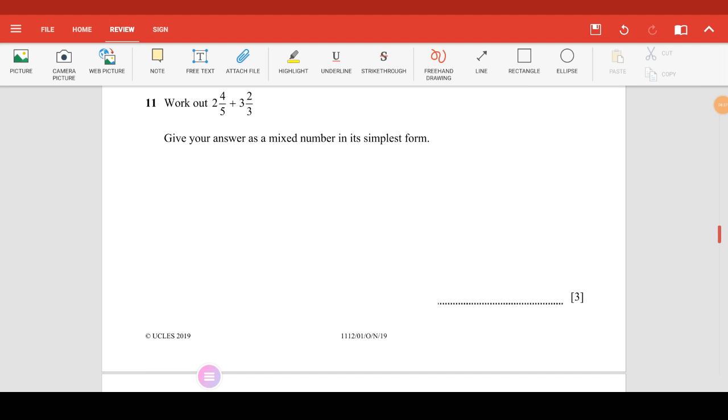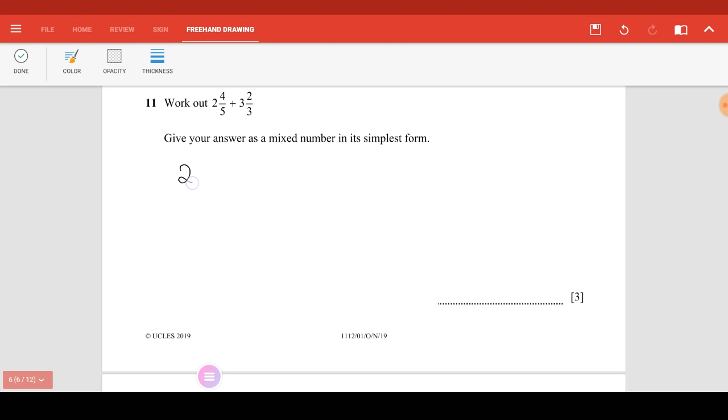Work out. First, you need to convert these to improper fractions. 2 multiplied by 5 is 10, plus 4 gives 14 over 5. 3 and 2 over 3: 3 times 3 is 9, plus 2 gives 11 over 3. Now you can add them.